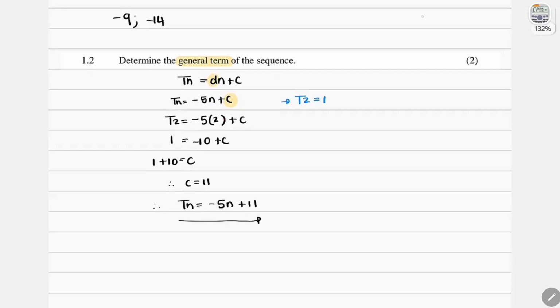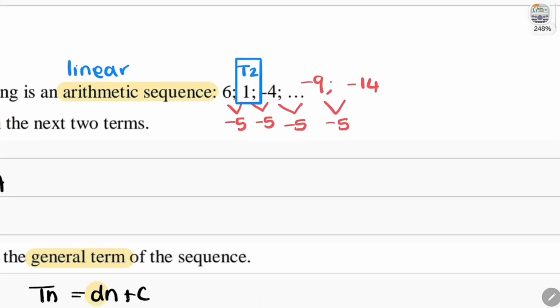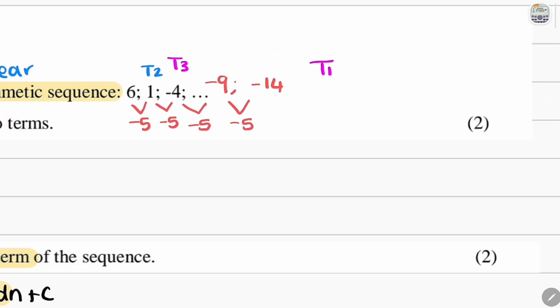Moving on to the next question. Question 1.3 says, determine which term of the sequence is -114. So think about it with what we have here. If I had to ask you, which term of the sequence is -4? You can see this is -4, and the term it belongs to is term number 3. So they're asking which term of the sequence has a value of -114. We're trying to find the particular term that has this value.